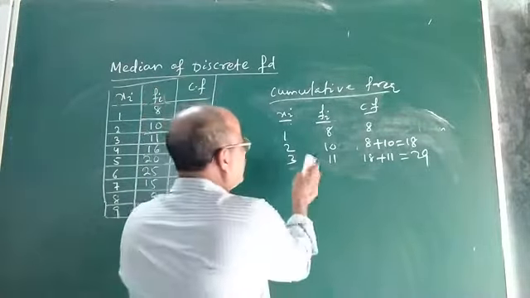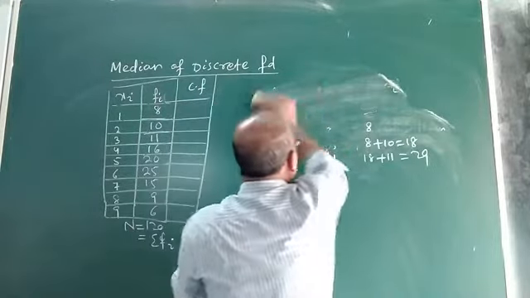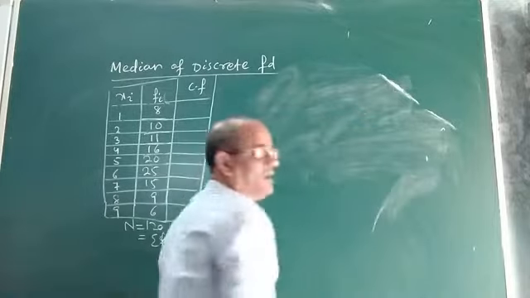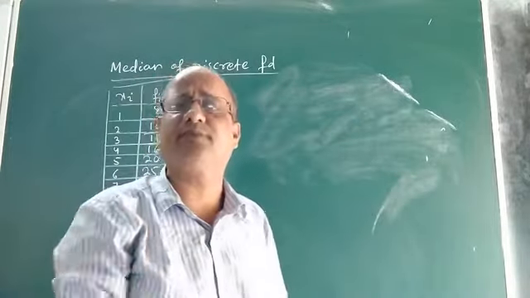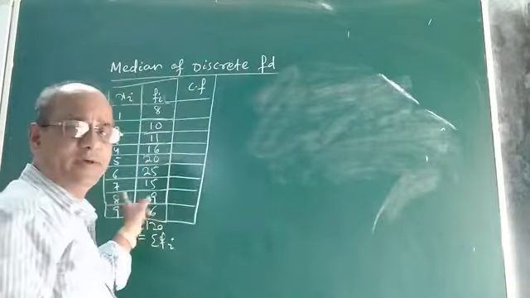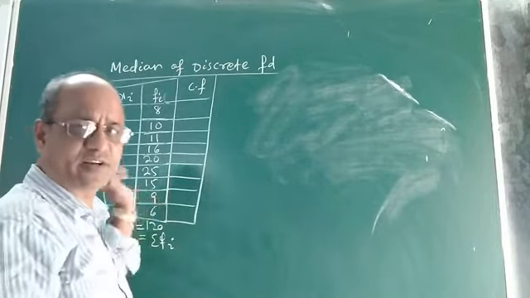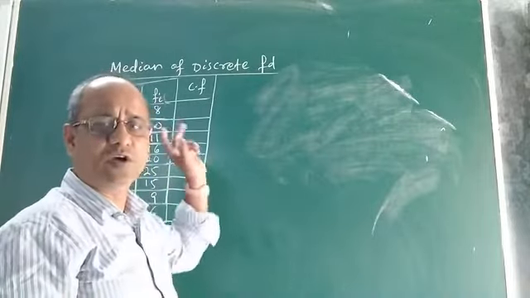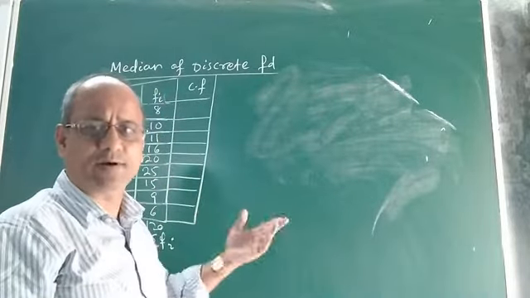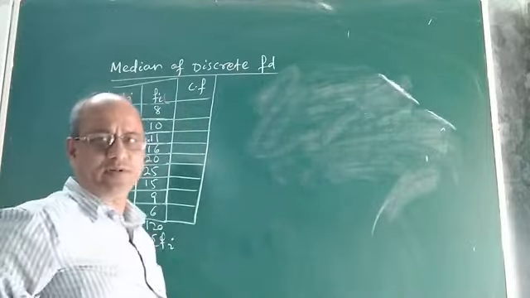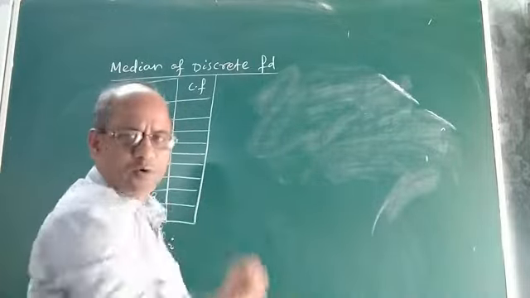Let us see. Okay. So in order to find the median of a discrete frequency distribution, which will be given like this. Okay, you will be given a discrete frequency distribution like this. So in order to find its median, what is our next step? The next step is first to find the cumulative frequency, CF. I just told you how to find CF.